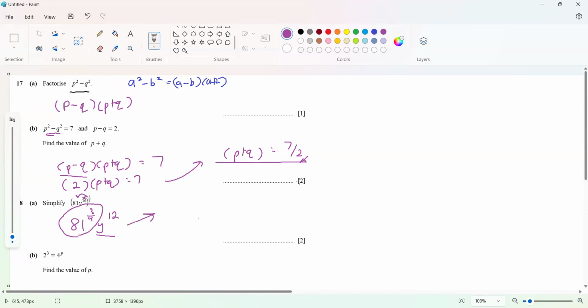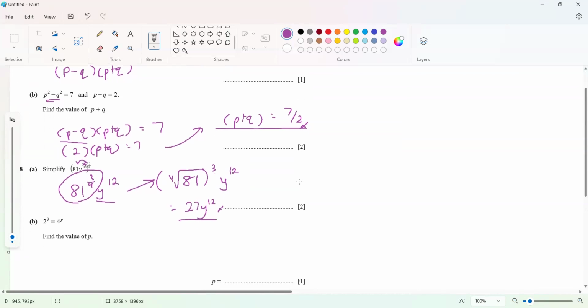So 81 basically has a fractional index. It will be the fourth root of 81, whole thing to the power of 3, y to the power 12, right? Or you can just use your calculator and count. So that would simply be 27 y to the power of 12. Yeah, that's done for number 18a.